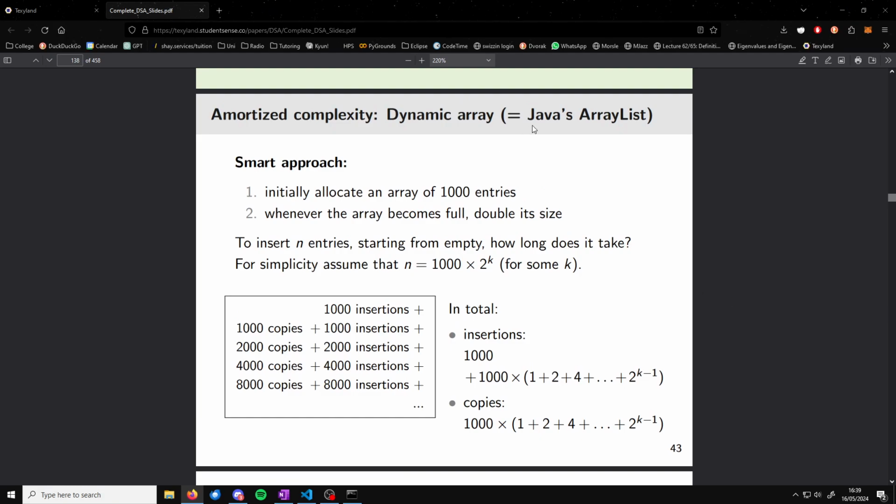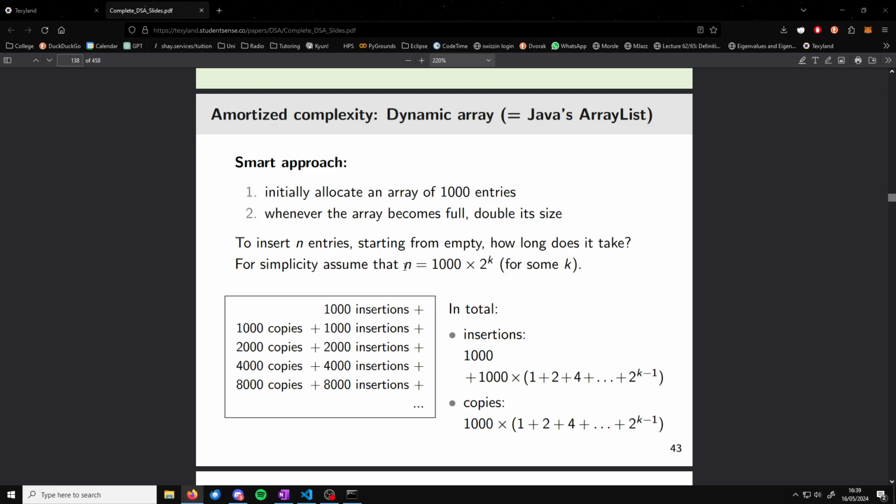Okay, in terms of Java's array list, let's just go through this example as well. Java array lists initially allocate an array of, say, 1000 entries, and whenever the array becomes full, instead of increasing the size by 100, we double the size. So to insert n entries, starting from an empty array, how long does it take?